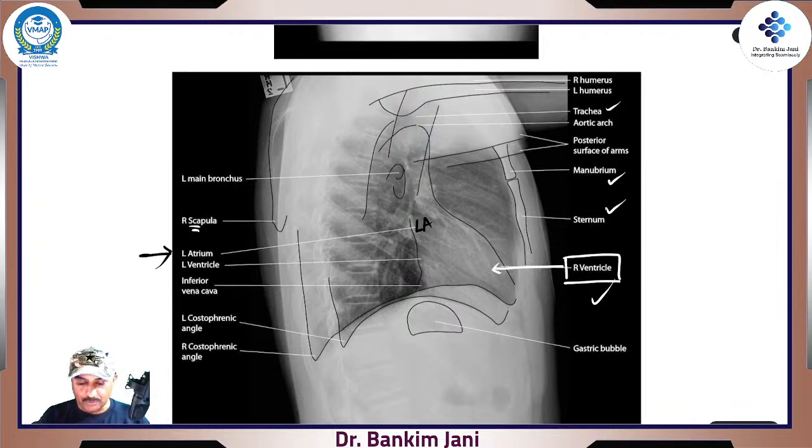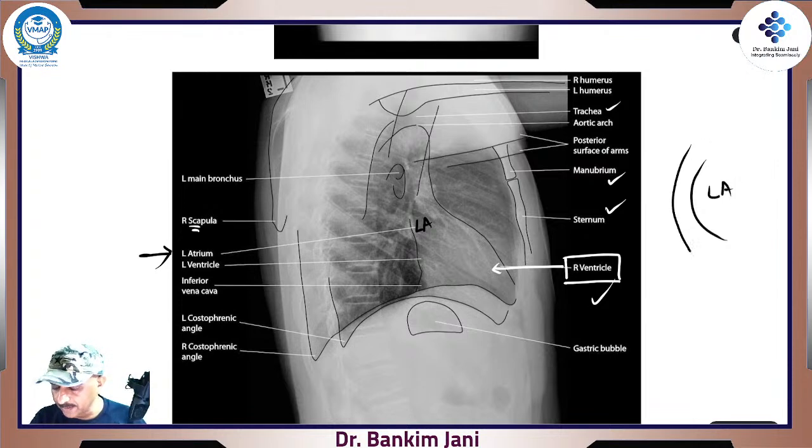So, it is this esophagus which is passing just behind this left atrium. So, now watch it. When the left atrium enlarges, it will push the esophagus back. Correct? When the left atrium is enlarged, it will push the esophagus back. And this is where you will be able to see when you will be doing the barium study, right?